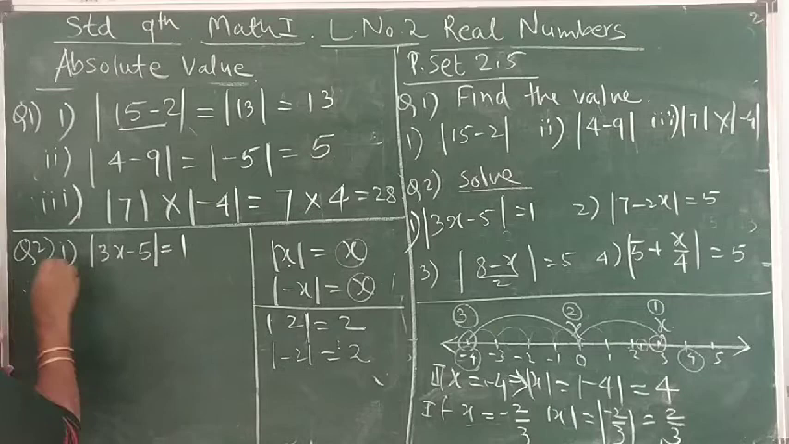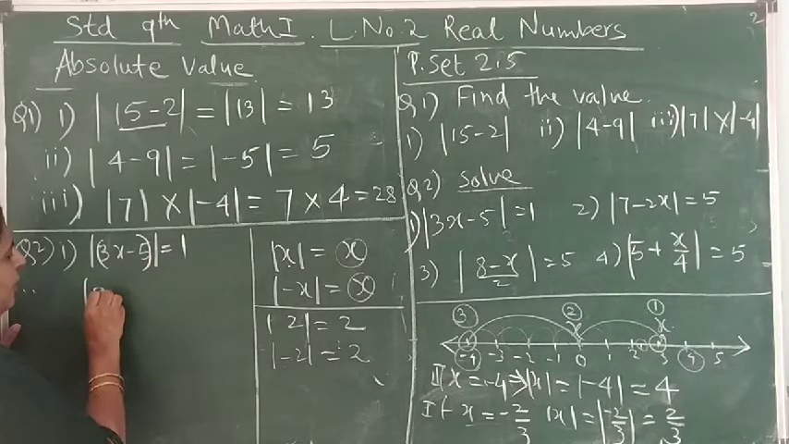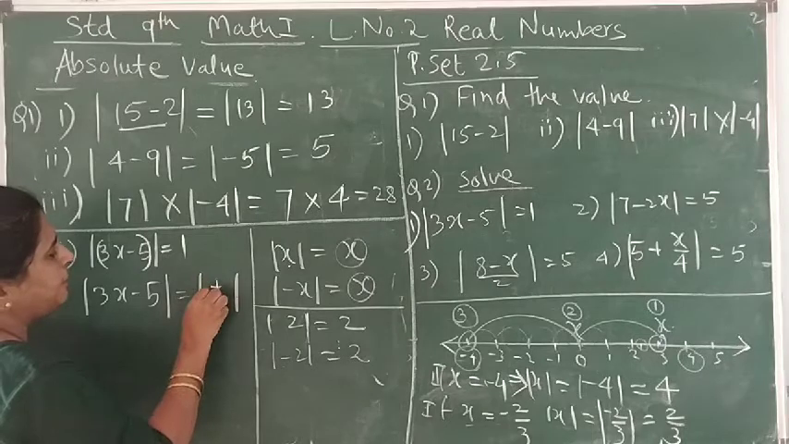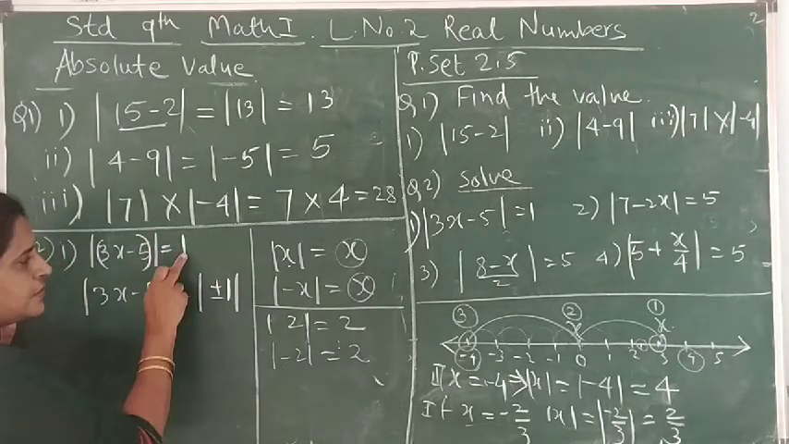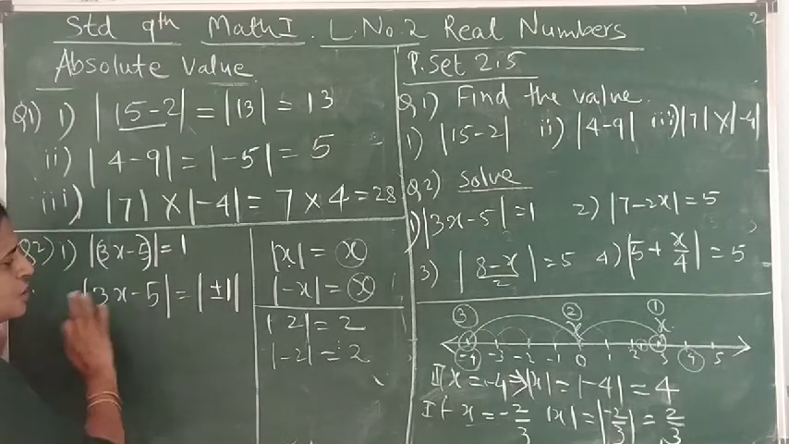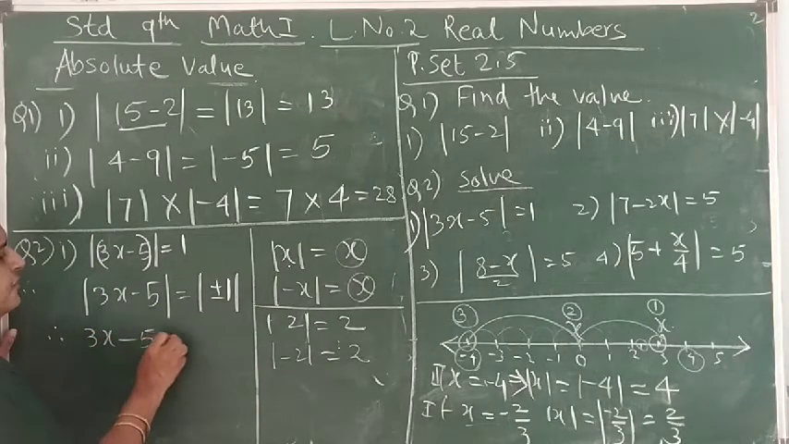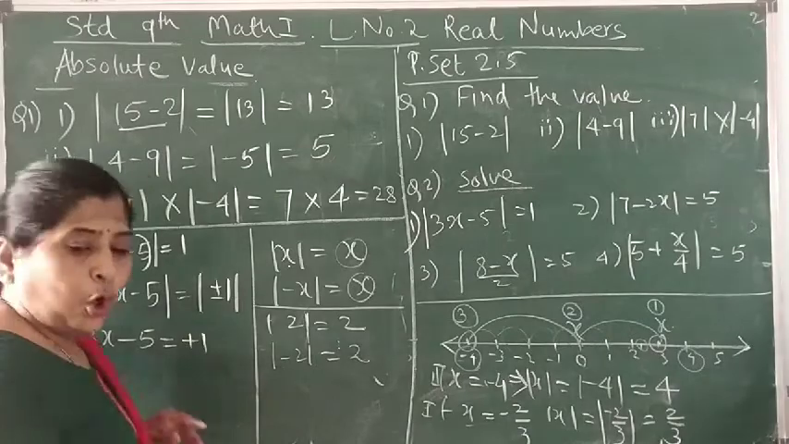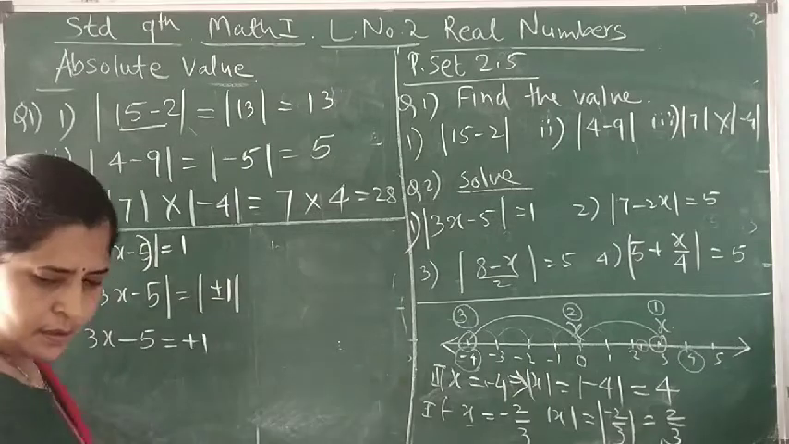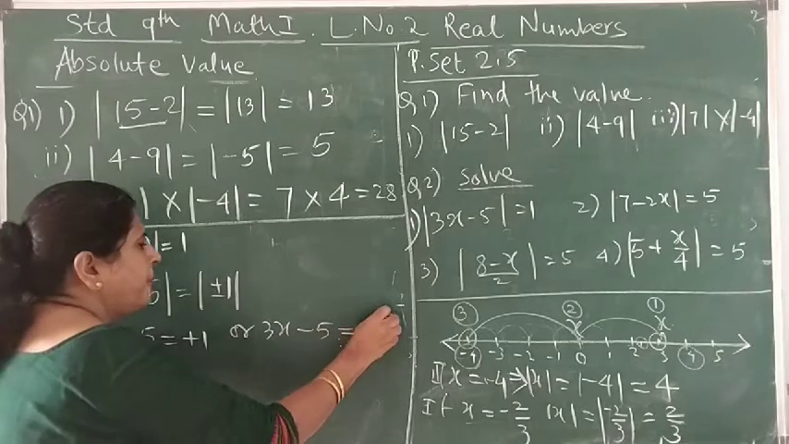For example, if the absolute value of 3x minus 5 is plus 1, then the absolute value of 3x minus 5 is 1, so it can be either plus 1 or minus 1. So if we remove the absolute value part, what we get is 3x minus 5 is equal to plus 1, or 3x minus 5 is equal to minus 1.